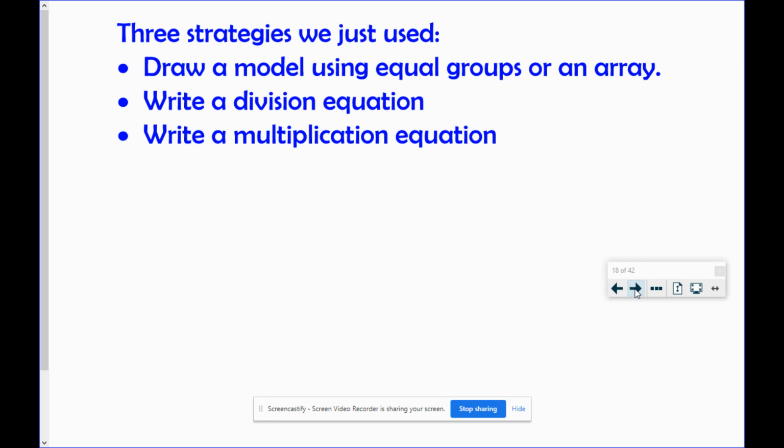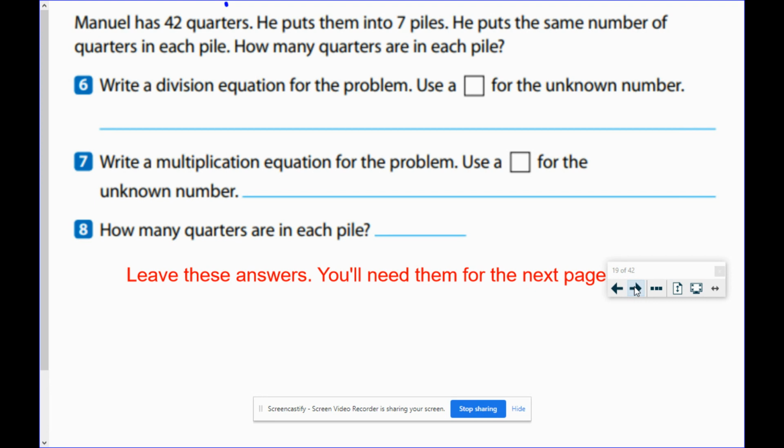We took the word problem and we were able to write a division equation from it with a part that was missing. And then we also wrote a multiplication equation with a part that was missing, not given to us in a word problem. And let's try that on this one. So Manuel has 42 quarters. He puts them into 7 piles. He puts the same number of quarters in each pile. How many quarters are in each pile?